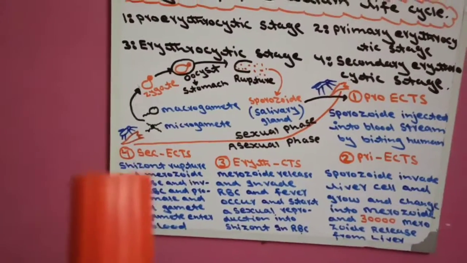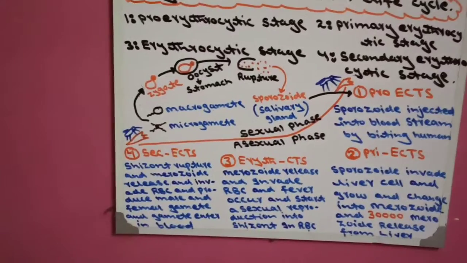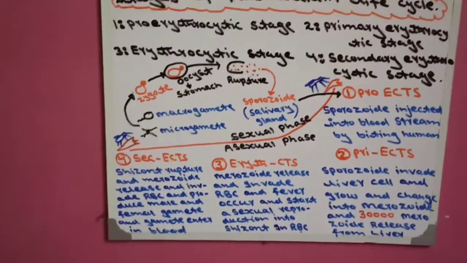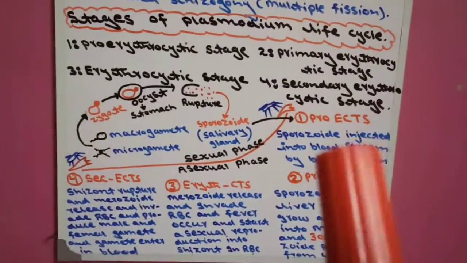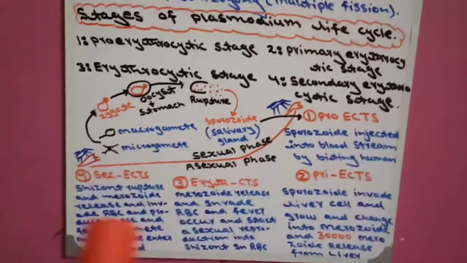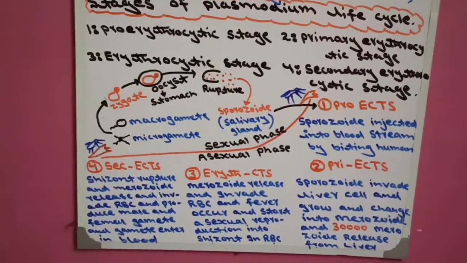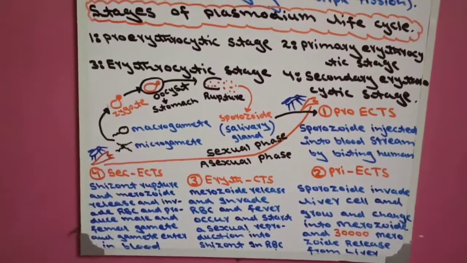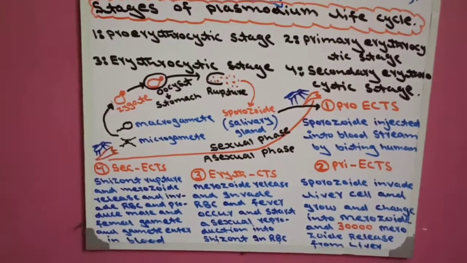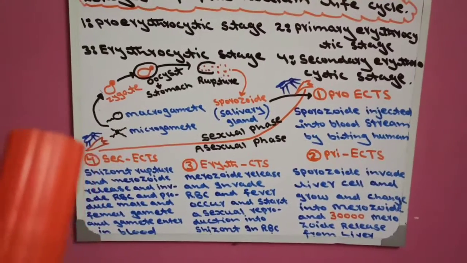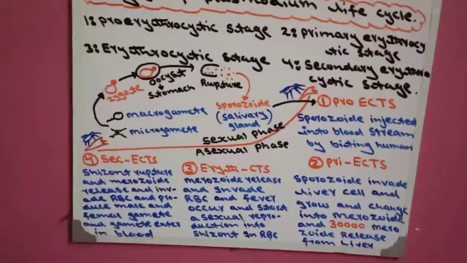The fourth stage of the asexual phase is the secondary erythrocytic stage, where the schizont ruptures and merozoites are released and again invade RBCs and produce male and female gametes in the blood. Now the asexual phase is complete. Now again, when a female Anopheles mosquito bites an infected person who has male and female gametes in their bloodstream, the sexual phase will start.